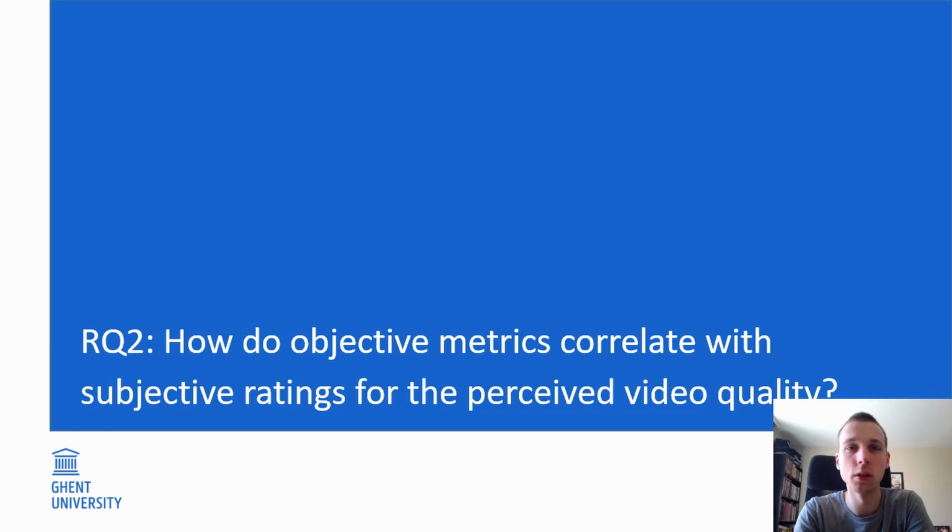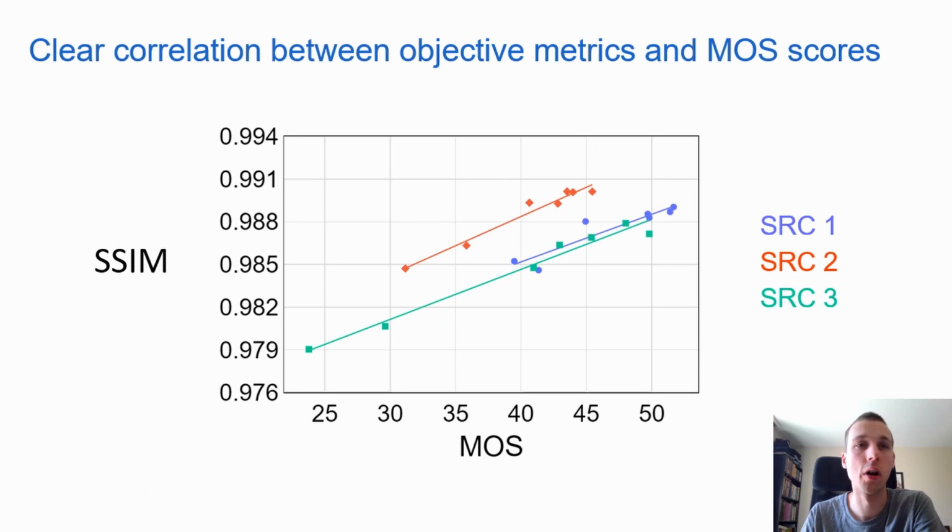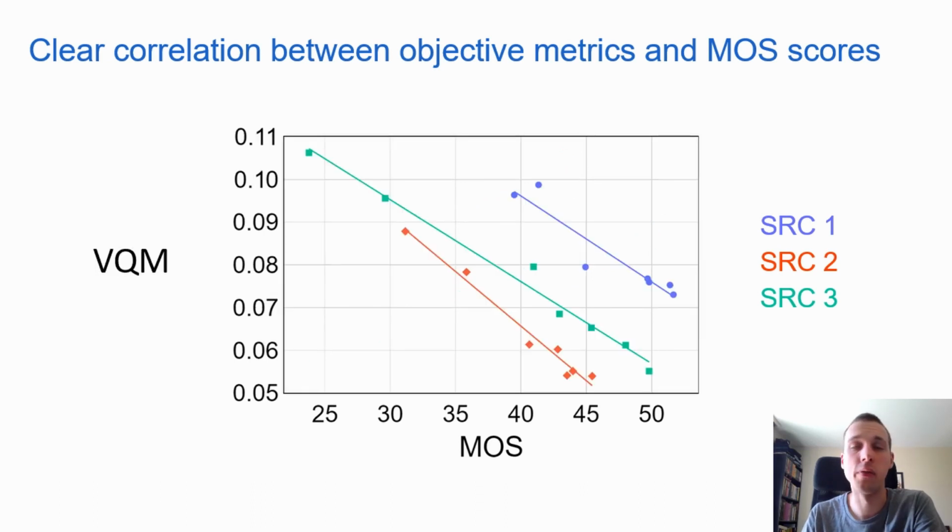The second research question dealt with how objective metrics correlate with the subjective ratings, and here again we can see some clear results. There's a clear correlation between objective metrics and the mean opinion scores. As you can see here for the PSNR, but also for the SSIM and for the VQM scores, there usually is a linear correlation between the mean opinion score for one configuration of videos and the objective metrics, the values that we observed.